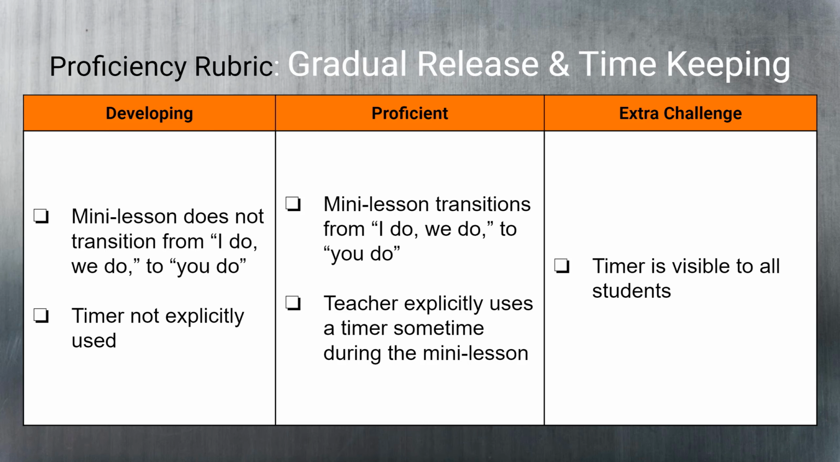You'll demonstrate your learning in an extended mini lesson. You'll have 15 to 20 minutes to meet all the success criteria for this lesson lab. To earn credit for this module, your mini lesson must transfer responsibility of learning from I do to we do to you do. You must also explicitly use a timer sometime during the mini lesson.